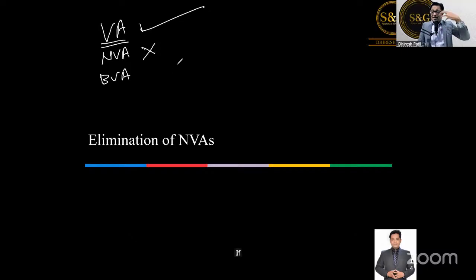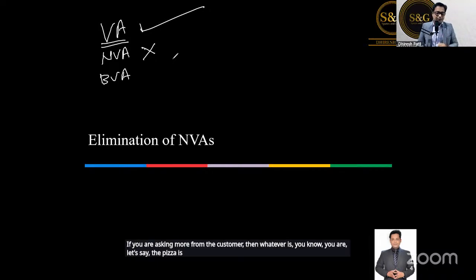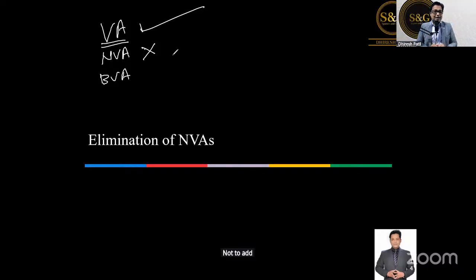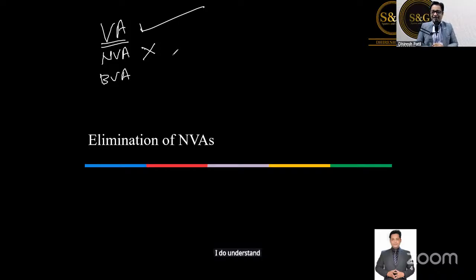If you are asking more from the customer than what is needed, let's say with the pizza, what do you say, over processing. You remember over processing. Now the customer has asked not to add any cheese, but you have added cheese onto the pizza and you are charging extra from the customer. That is called non-value added. Are you understanding? Okay. So this is value added, non-value added, understood?